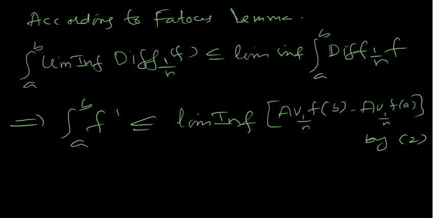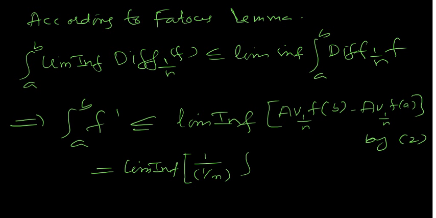Okay, and that's equal to the limit inferior. What's this average value? This one, this average value. What's the definition of average value? From the definition you can conclude that the average value at x is equal to 1 over h, integral from x to x plus h. But here the average value at b is 1 over h, meaning 1 over 1 by n, because h is here 1 divided by n.